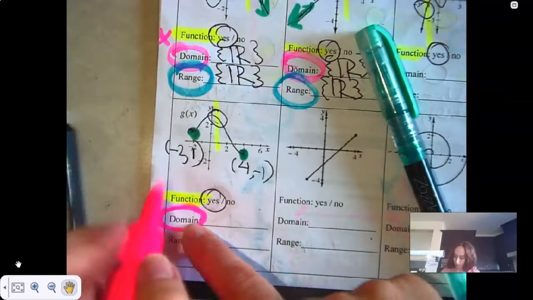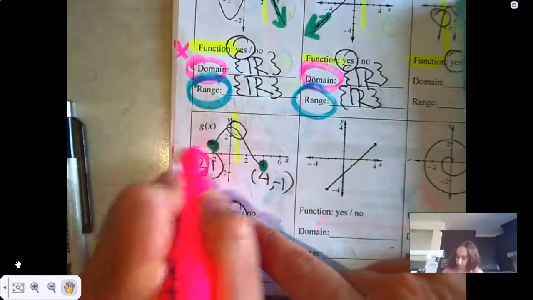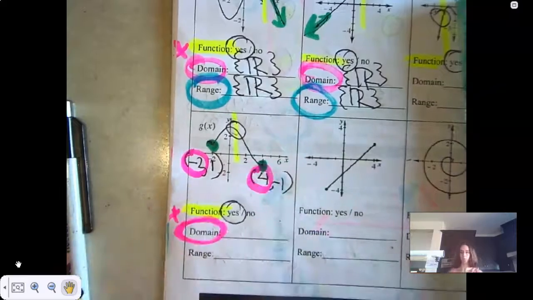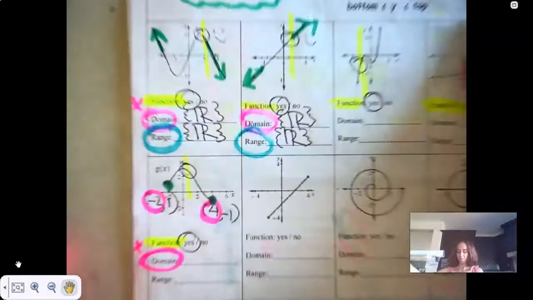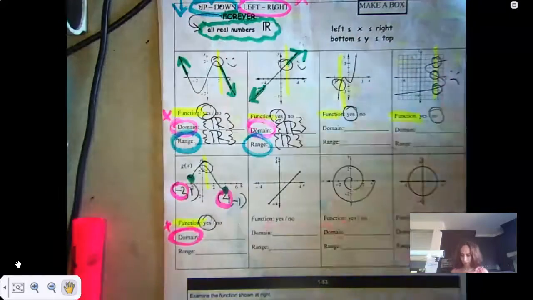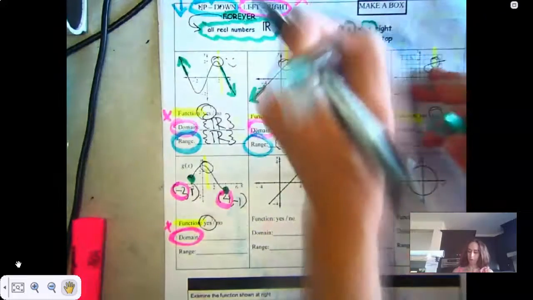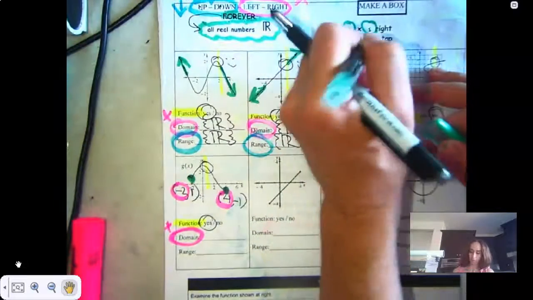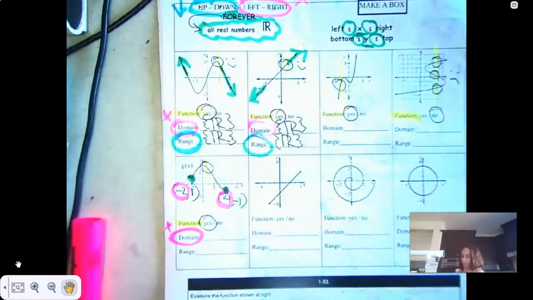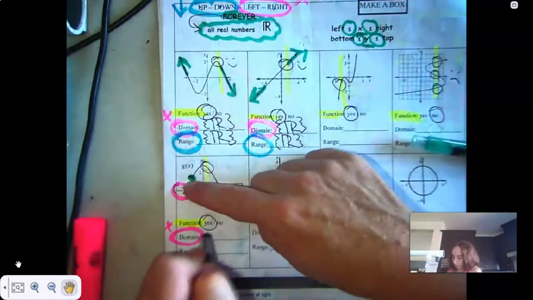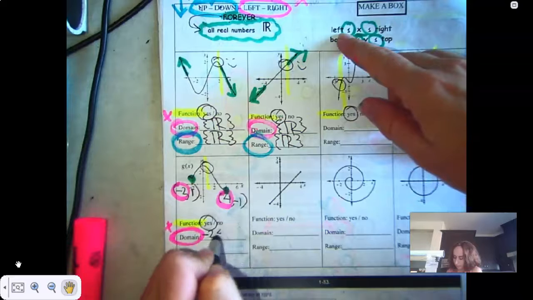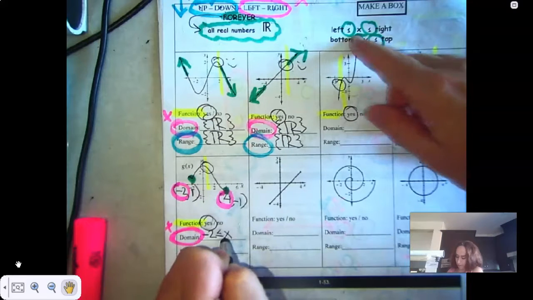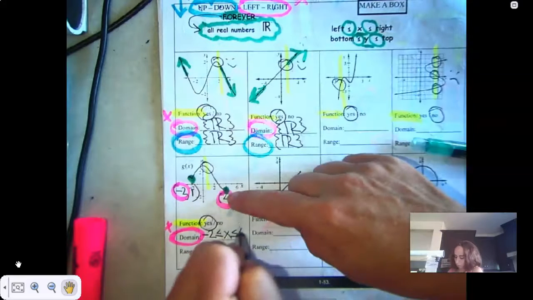Okay, so domain. If we're dealing with domain, that's the x. So I take my x and my x. So I'm going to go like this. I want you to look what I have here. See how I have less than or equal to, less than or equal to, and then there's the x. Less than or equal to, less than or equal to, and then I have the y. So what I'm going to do is I'm going to go -2 is less than or equal to x, which is less than or equal to 4.